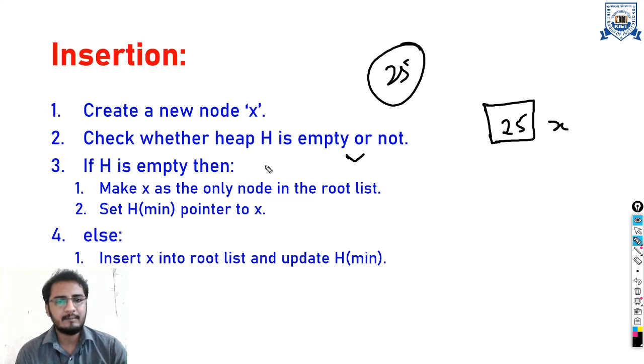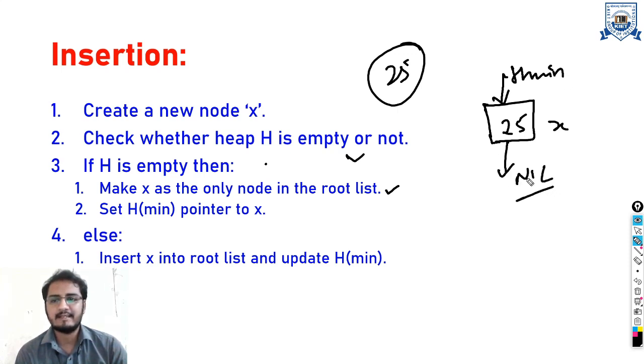So if the heap is empty, make x the only root node in the root list. So this is your root list, because you do not have a heap. This is the only node, and you will point h min to this, and it will point nil as its children. So when the heap is empty, this is how you create your first node in a Fibonacci heap.